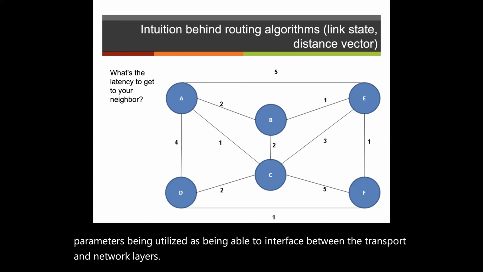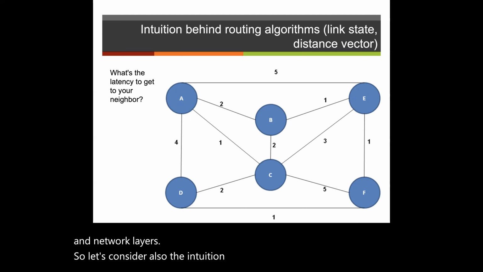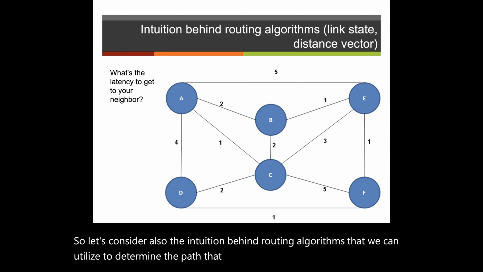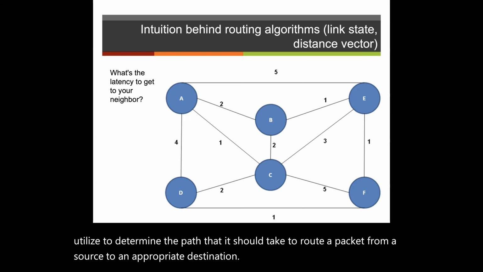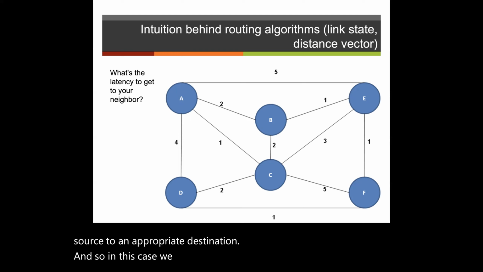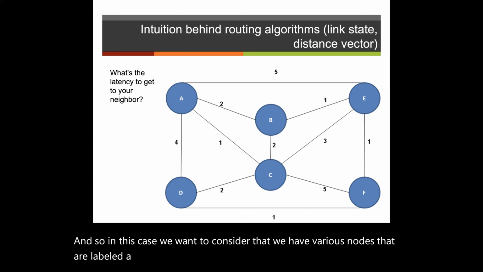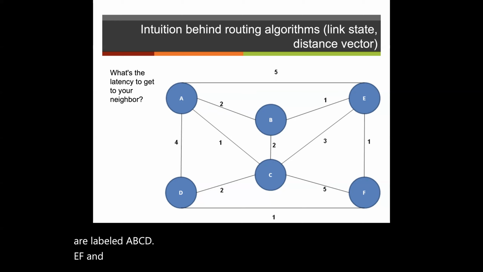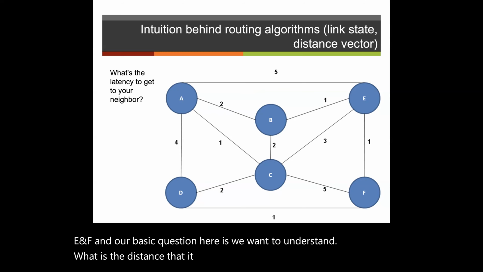So let's consider also the intuition behind routing algorithms that we can utilize to determine the path that it should take to route a packet from a source to an appropriate destination. In this case, we have various nodes that are labeled A, B, C, D, E, and F. And our basic question here is we want to understand what is the distance that it will take in order for us to reach a certain node.